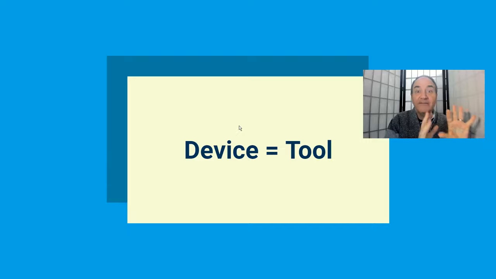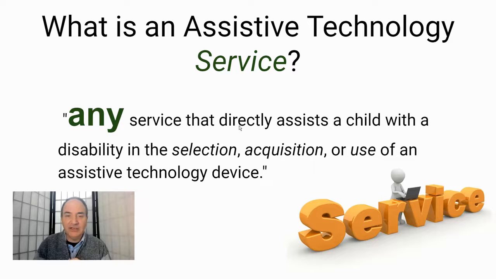It's what the device part is. But the second part of the definition is a service. So it's not just the thing, but it's what you do with this thing. So what is that? It's any service that directly assists a child with a disability in the selection, acquisition, or use of an assistive technology device, right? So now we've picked the thing, and now we're going to help you select it and get it and then use it, right? And note here that the important part of the definition of a device was sort of a noun, right? It was the object, it was the thing, right? Now we're talking about the verb. What do we do with that thing?